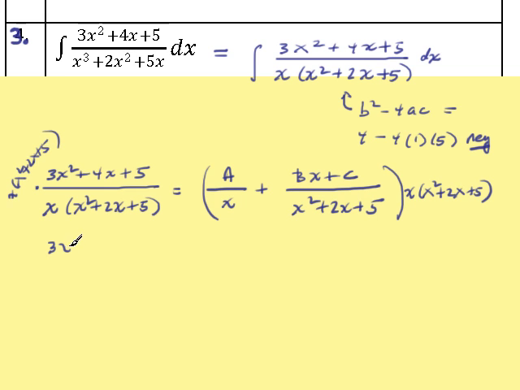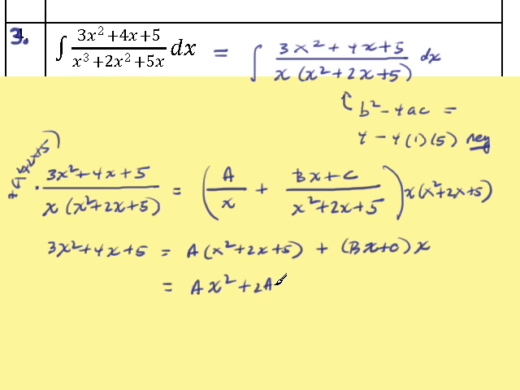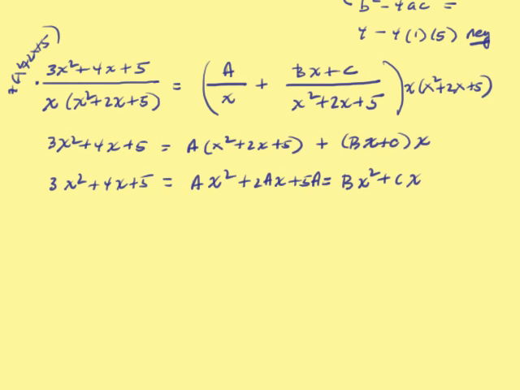So we have 3x squared plus 4x plus 5 is equal to a times (x squared plus 2x plus 5) plus (bx plus c) times x. Okay, multiplying through, ax squared plus 2ax plus 5a is equal to bx squared plus cx. Now we're ready to equate the coefficients, starting with x squared. So we have 3 is equal to a plus b.